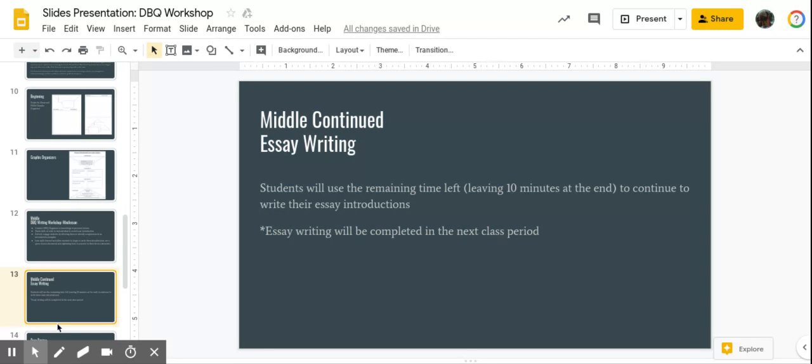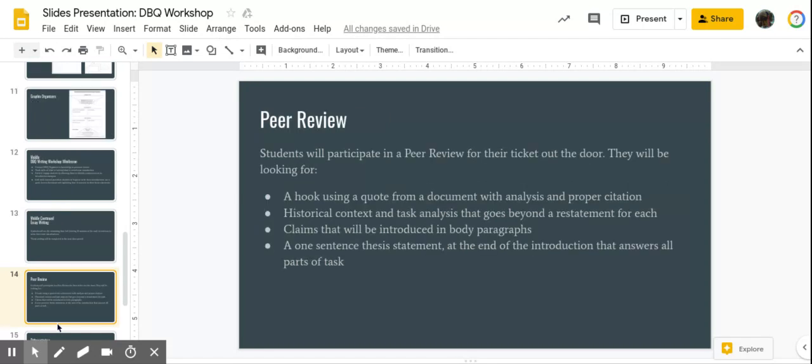And then at the end of the class period, we're going to do this peer review to get out the door. In this task, they're going to get with a partner, and they have a checklist of what's supposed to be in the introduction, and they're going to read each other's and make sure that they have all the components. The hook wasn't something they had to do, but it was something that would elevate your writing, so that would give you an additional point.